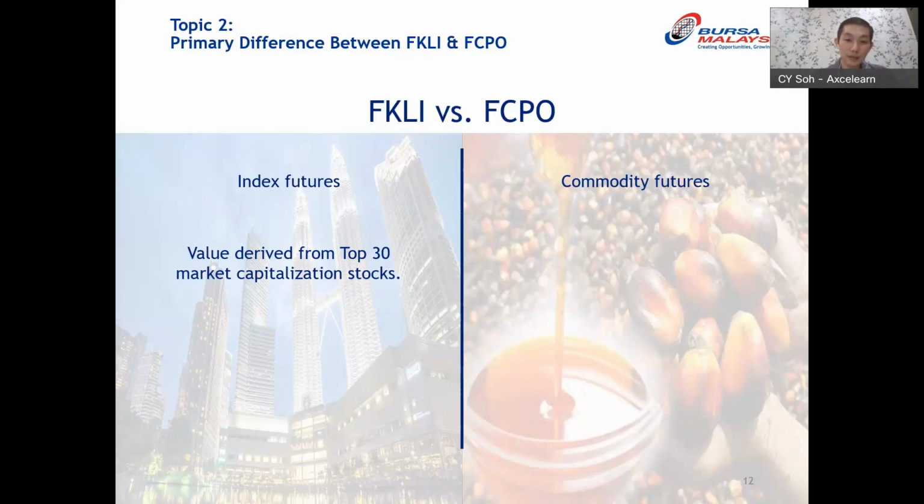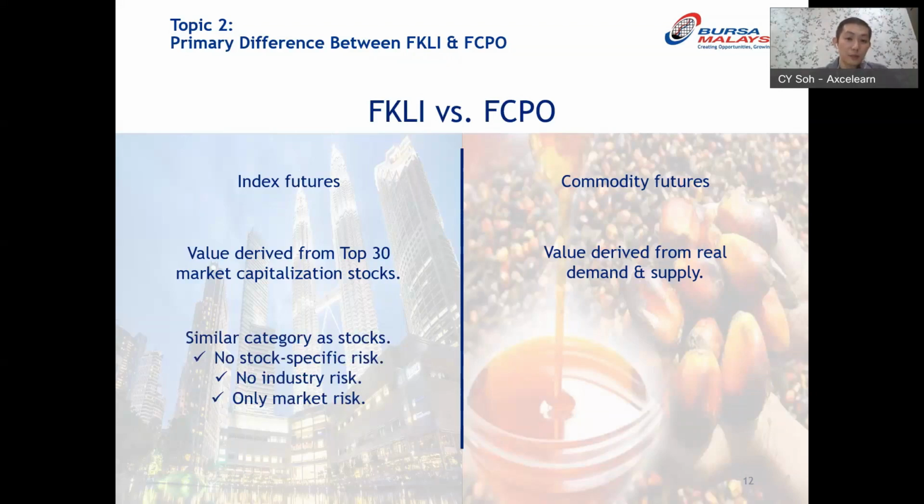Whereas for the FCPO, it is slightly different. You do not need to depend on the earnings or whether the company is well managed or not, because the value from the commodities futures is actually derived from the real demand as well as the real supply. There is a real physical exchange in that sense. And for index futures, the FKLI, you can see that because it is derived from the top 30 stocks that represent the Malaysian economy, this is actually similar to the category of stocks.